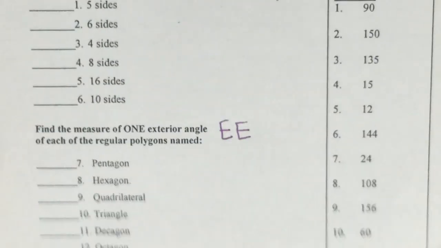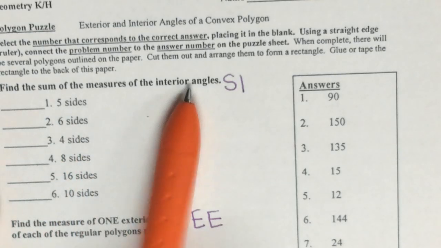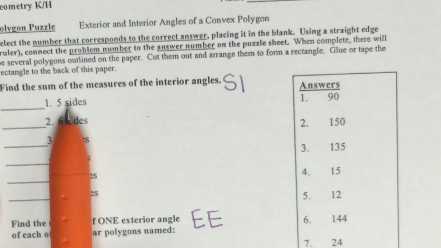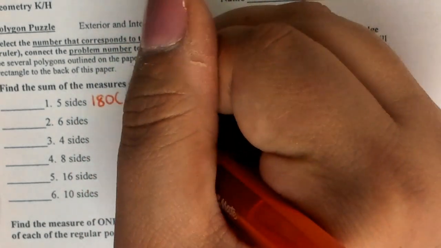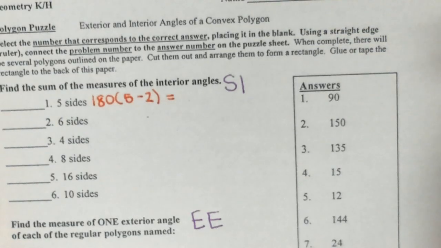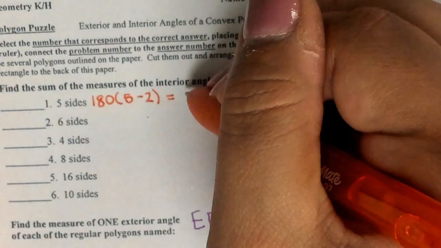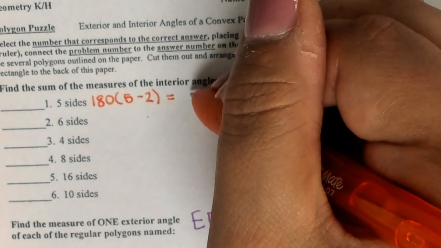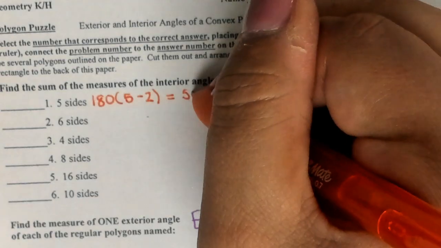All right, last one I'm going to do with you. Number 1. How do I find the sum of the measure of the interior angles of 5 sides? 180 times n minus 2. 5 minus 2. What is 180 times 5 minus 2? 3. What's 180 times 3? 540.